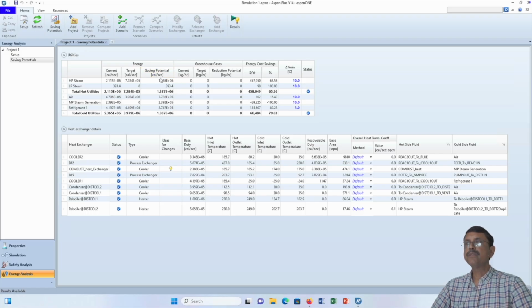What is the potential of savings if you use HP steam? What is the saving potential if you use LP steam, air, refrigerant, etc.? And total hot utilities, the percentage of savings is 65.56%, and total cold utilities savings is 79.83%. Okay, and there are ideas for changes over here. The combustion heat exchanger cooler. Okay, it is giving some idea over here.